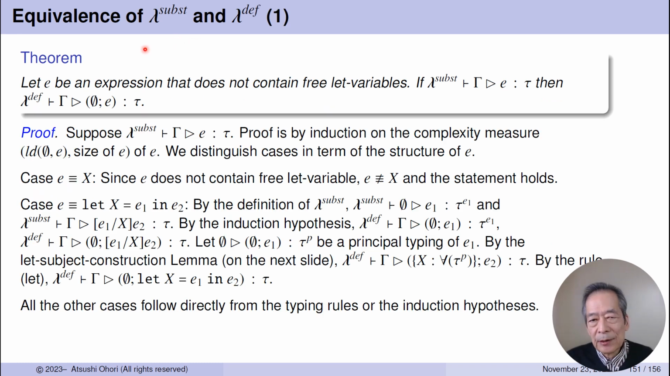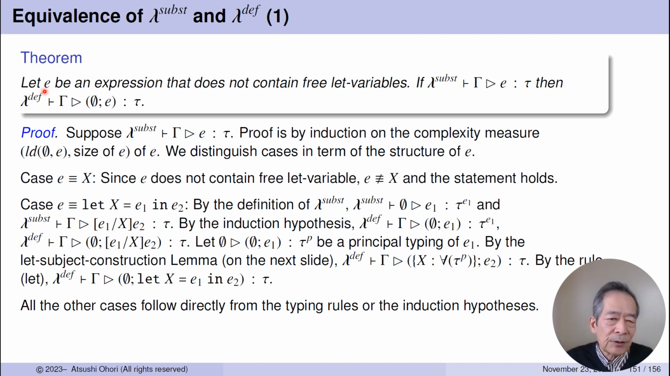So the next technical piece is the equivalence of lambda subst and lambda def. So we use this as an intermediate system to connect lambda def and lambda let, right? So this is the next step of equivalence, this system and this system. So for equivalence, we need two theorems. First, this direction. If this is derivable, then the same is derivable in this system. So this is the first part of this theorem.